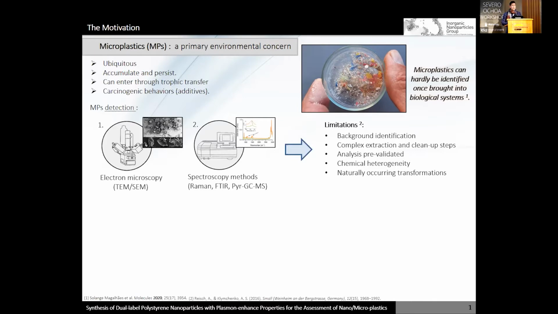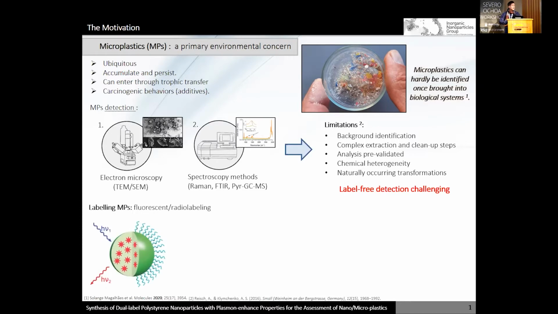Additionally, the techniques need to be validated and calibrated. Also, microplastics present chemical heterogeneity, meaning they have broad sizes and different types and shapes, and this complicates things. And finally, they can undergo processes such as aging, aggregation, and fragmentation. Because of this, label-free detection of microplastics is challenging.